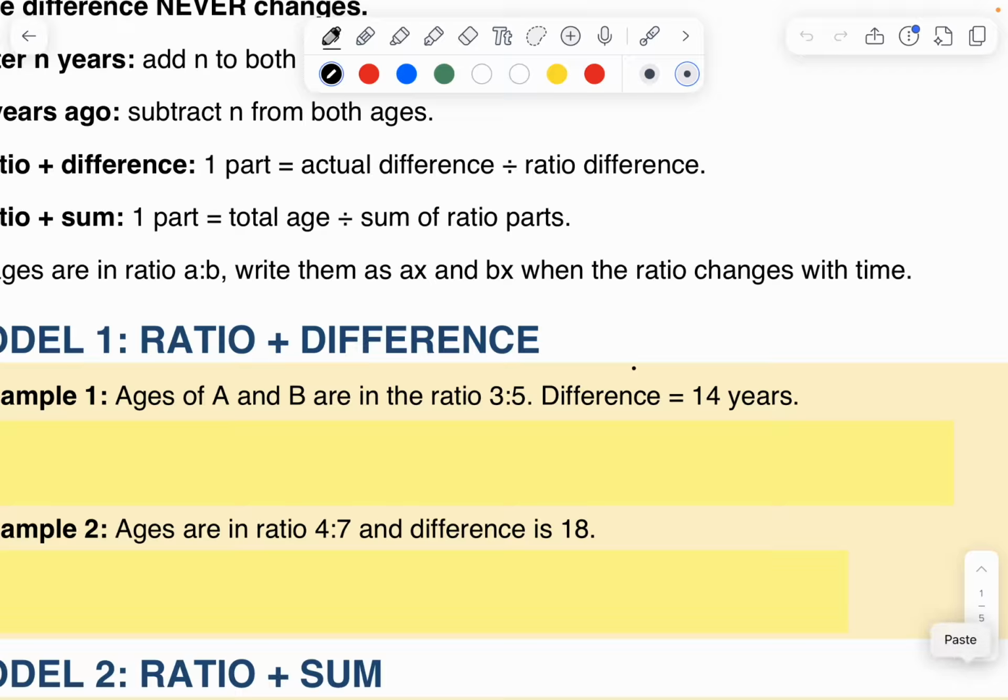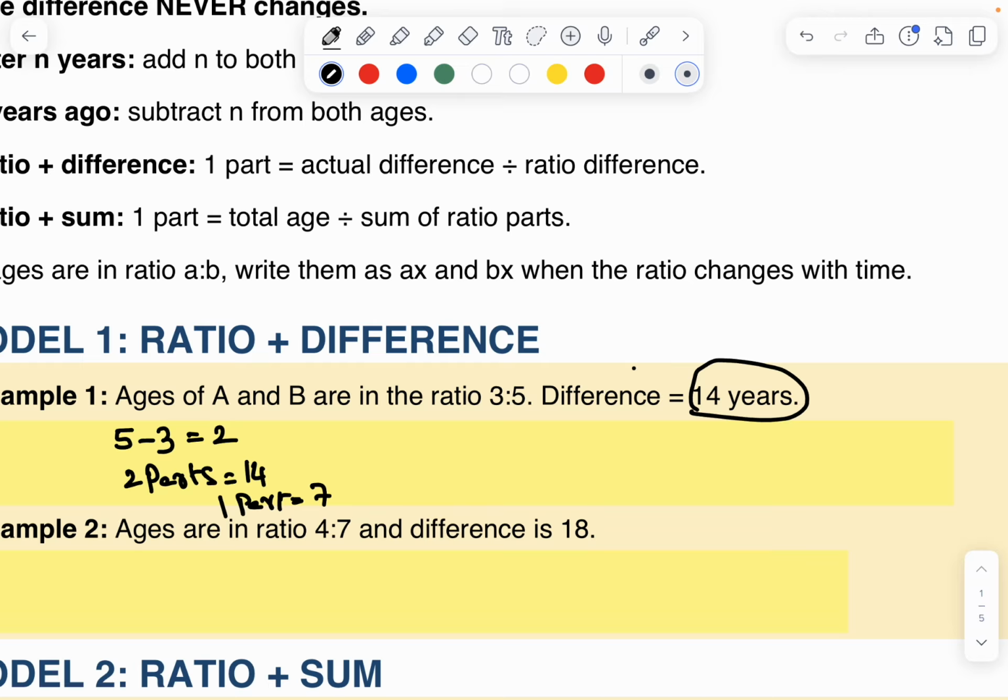First of all, the difference: subtract 5 minus 3, that is equal to 2. Therefore, 2 parts is equal to the given difference of 14 years. Therefore, 1 part is equal to 7. Ages are 3:5, therefore 3 into 7 is to 5 into 7. Therefore, A's age is 21, B's age is 35.